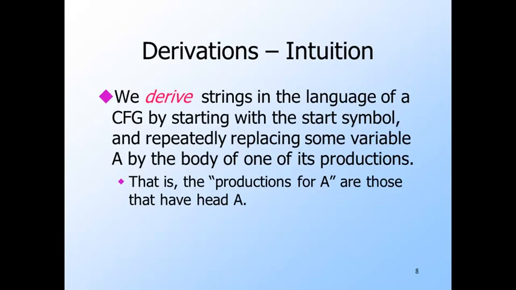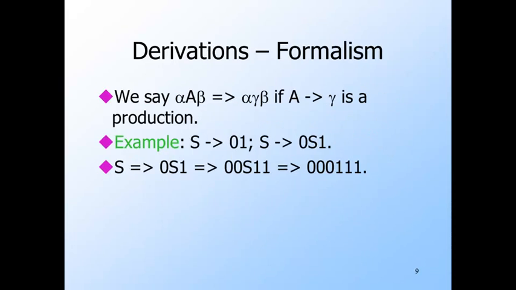At each step, we find a variable to replace, say A. The productions for A, or the A productions, are those that have A on the left side, that is, the head of the production. We replace this A by the right side or body of the production. We can then repeat the process as many times as we like until we are left with only terminals, at which point no replacement is possible, and we have in fact generated a string that is in the language of the grammar. Here's what the replacement looks like.